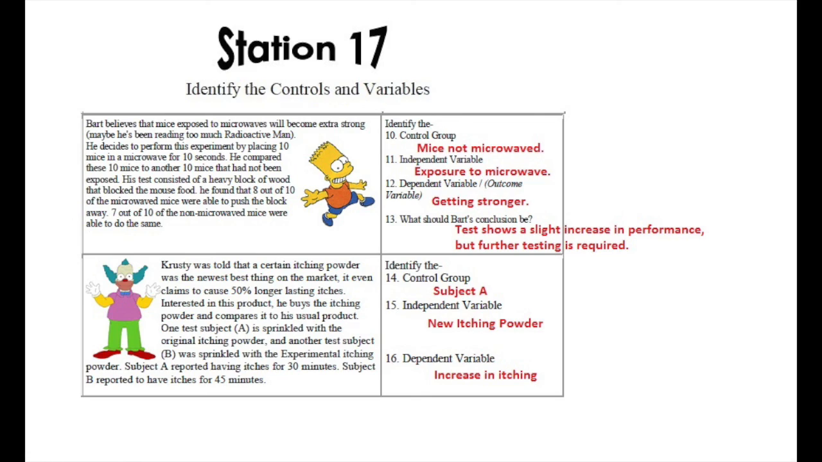All right, then you've got Bart microwaving mice. Supposedly it makes them stronger. The test shows a slight increase in mice performance, but I doubt if this would be conclusive because that could just be a fluke. Just as many of the regular non-microwave mice were strong. And then Krusty was testing itching powder. The control group was the old itching powder, that was A. The variable was new itching powder, and the dependent variable was an increase in itching.